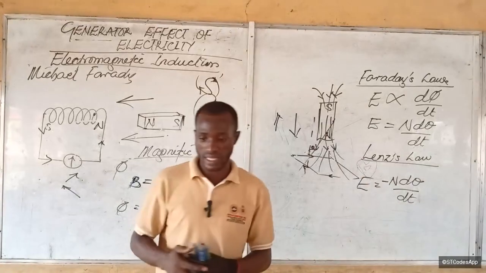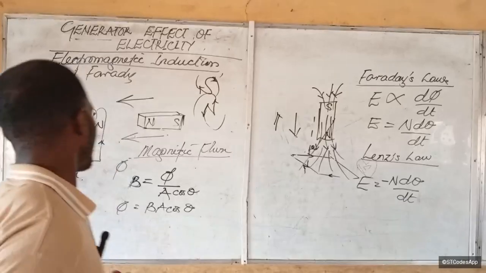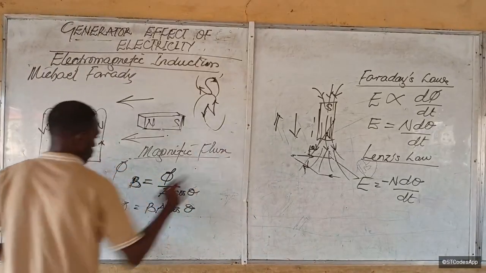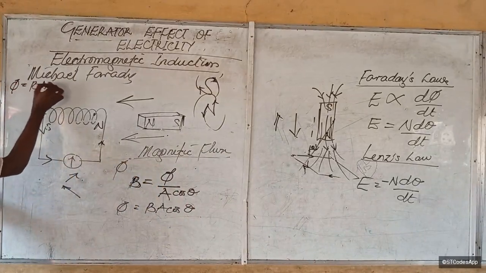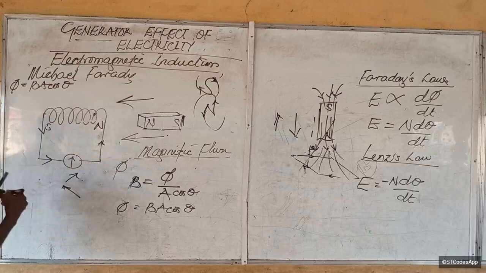So let's now do some mathematics. So let's put this here. We already know that phi is equal to BA cos theta.